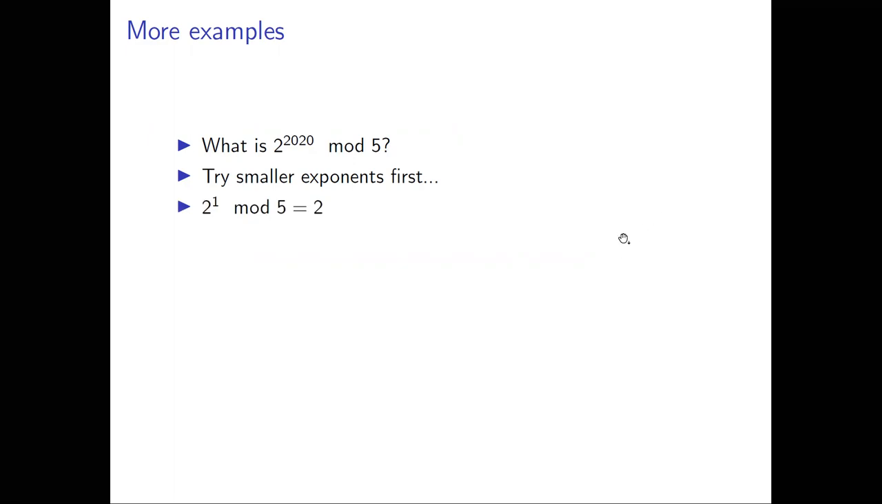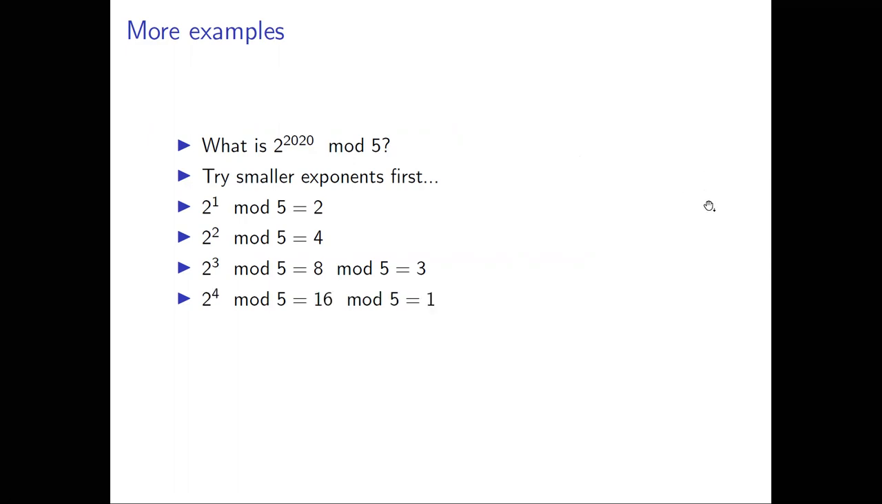So 2 to the 1, that's a good one to try. When we do that mod 5, we get 2. 2 to the 2 mod 5, that's 4, because 2 squared is 4. 2 to the 3 mod 5 is slightly more interesting, because we get 8 mod 5, and then we actually have to take a remainder, and we get 3. And then 2 to the 4 is the most interesting of all. 2 to the 4 mod 5, we get 16 mod 5. And this one has remainder 1. And that makes this problem a lot easier all of a sudden.